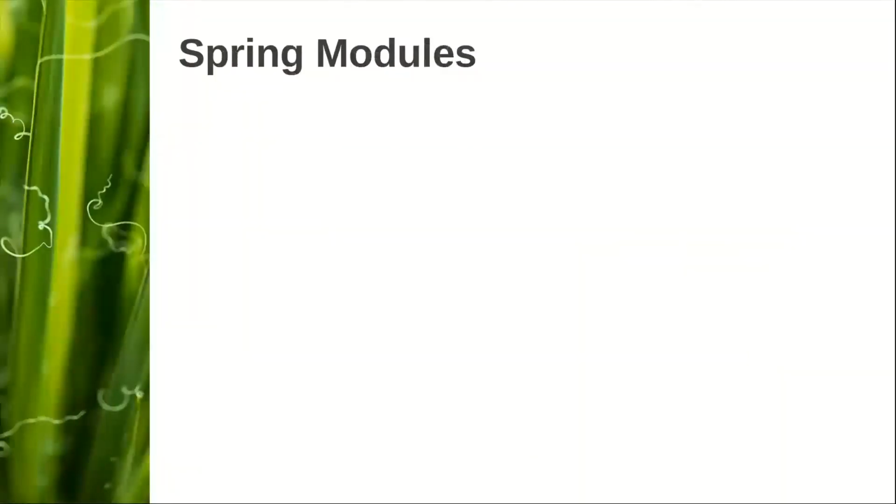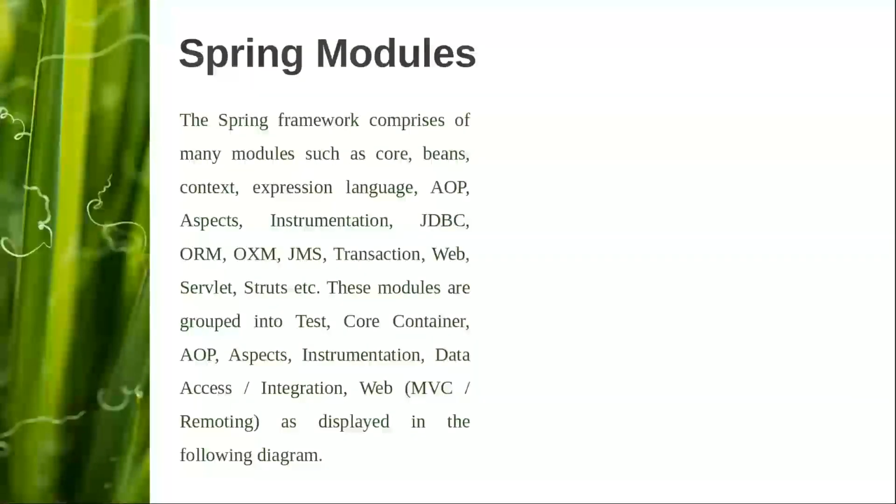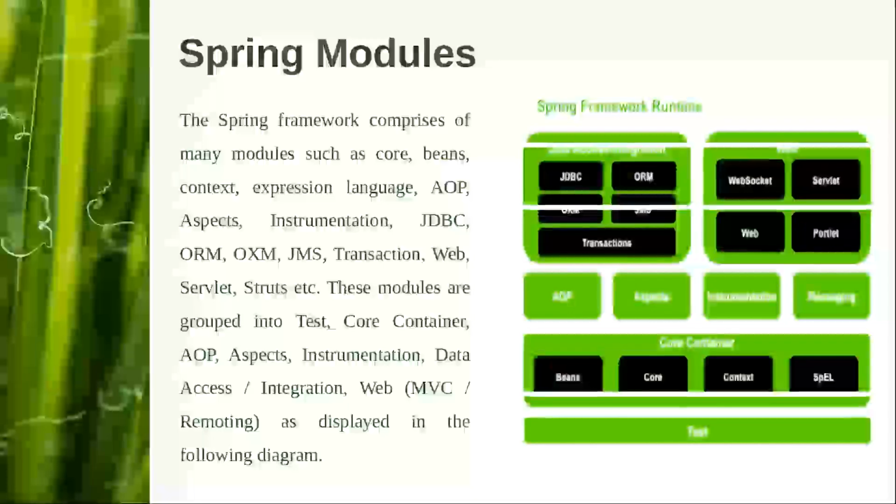Now we'll come to the Spring modules. The Spring framework comprises many modules such as core, beans, context, expression language, AOP, aspects, instrumentation, JDBC, ORM, OXM, JMS, transaction, web, servlets, struts, etc. These modules are grouped into test, core container, AOP, aspects, instrumentation, data access or integration, web MVC or remoting, as displayed in the following diagram.